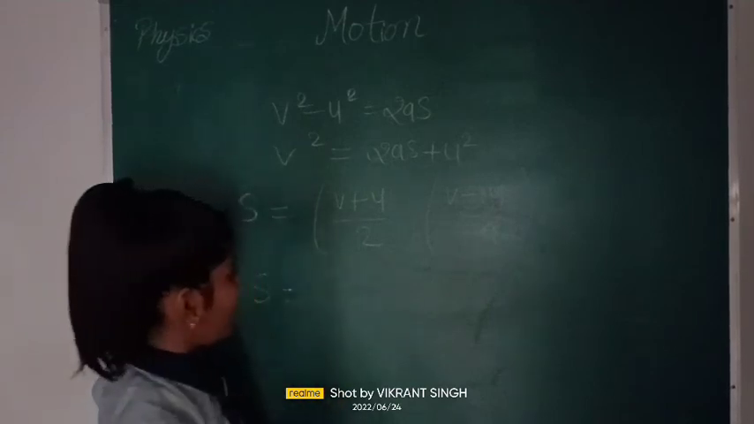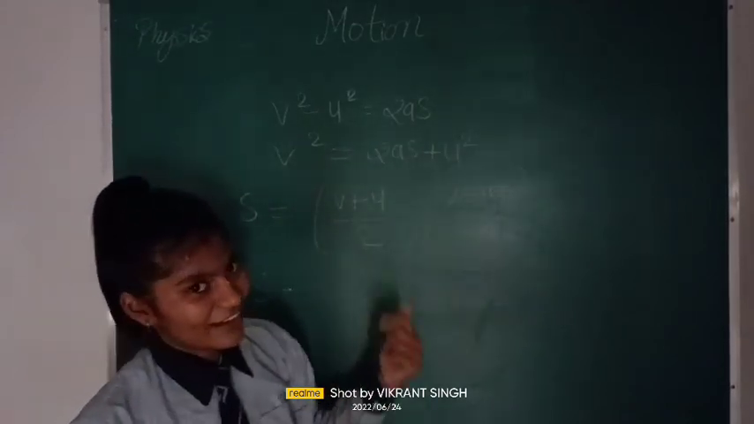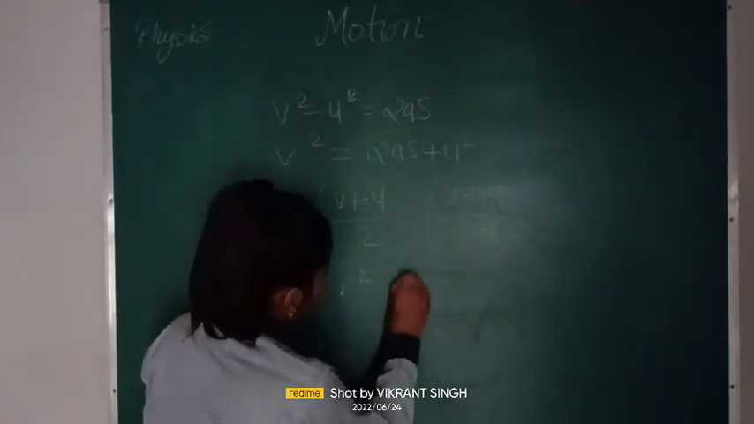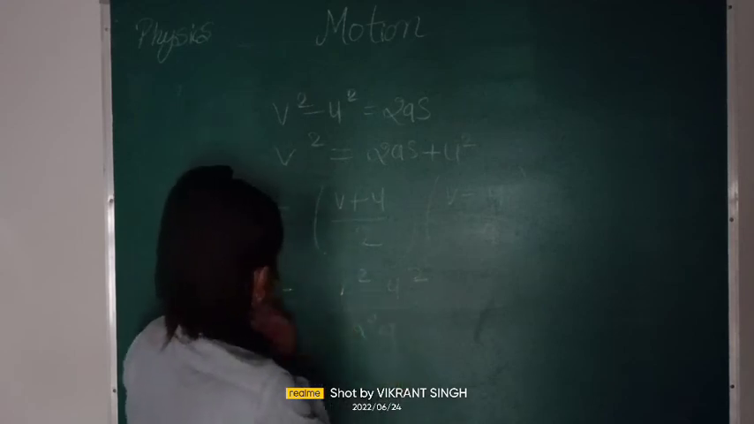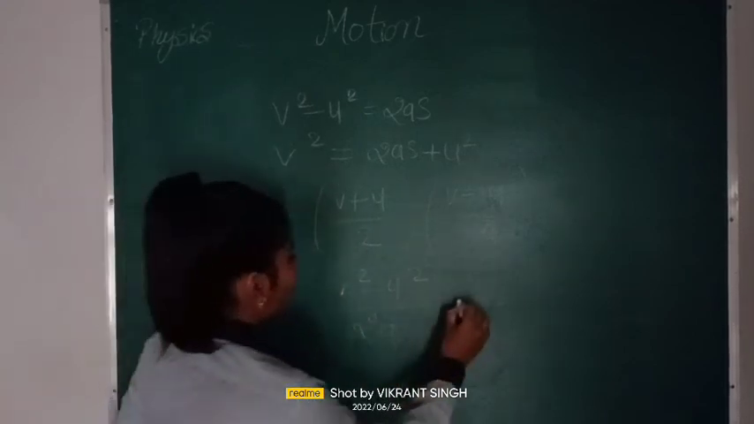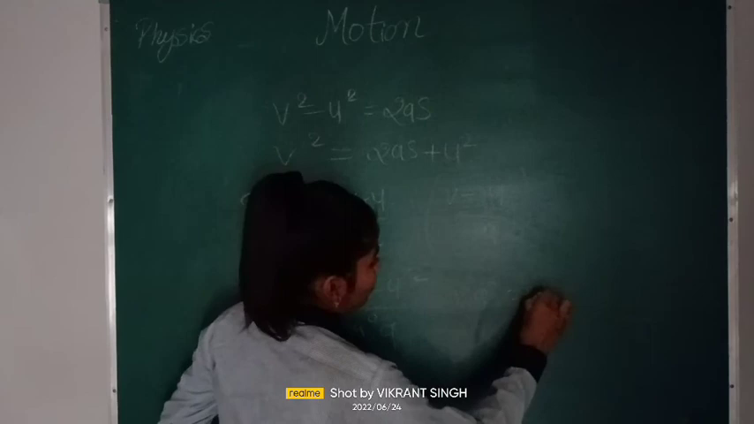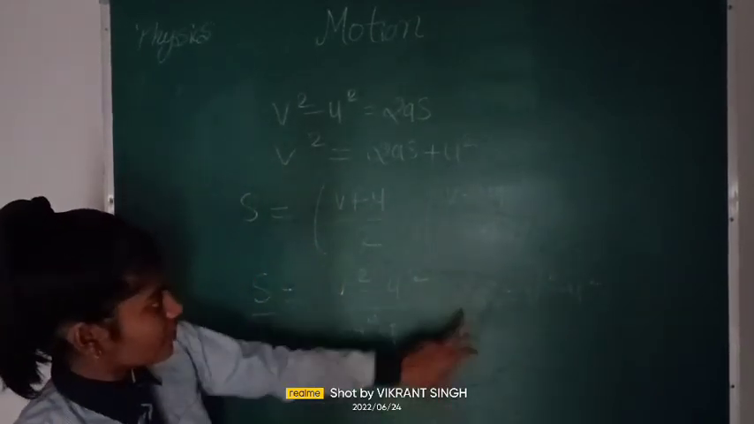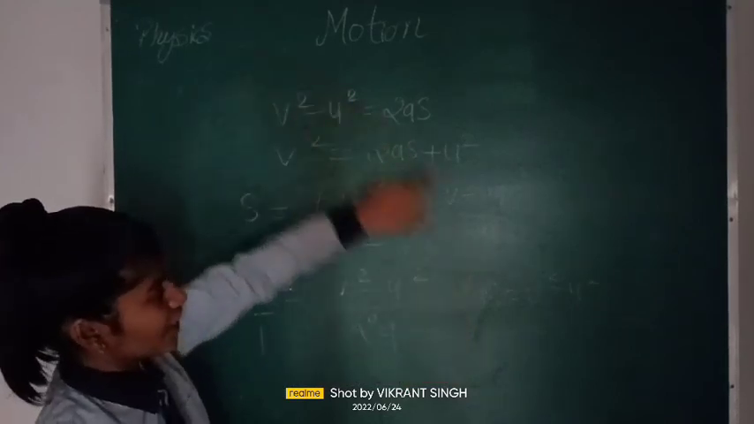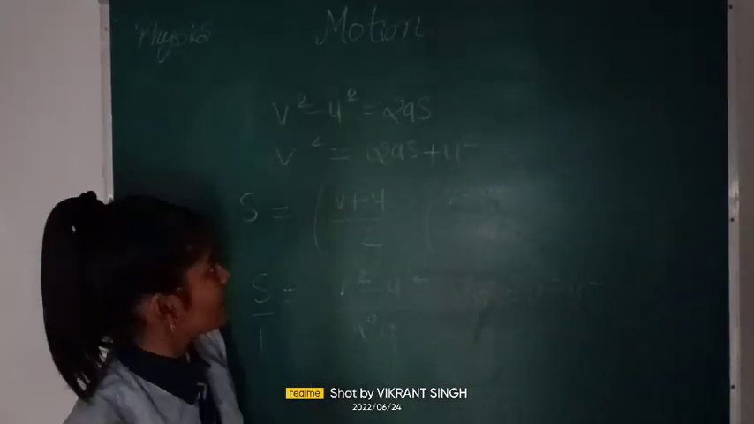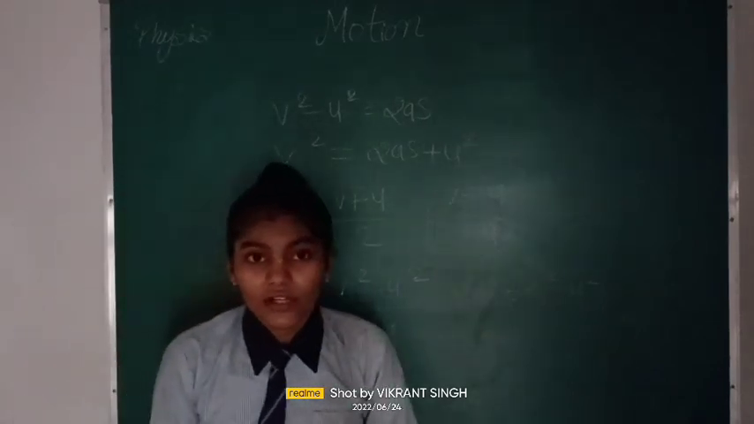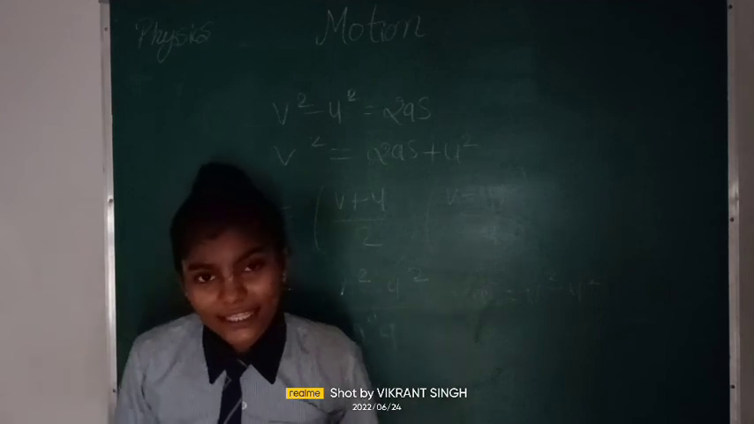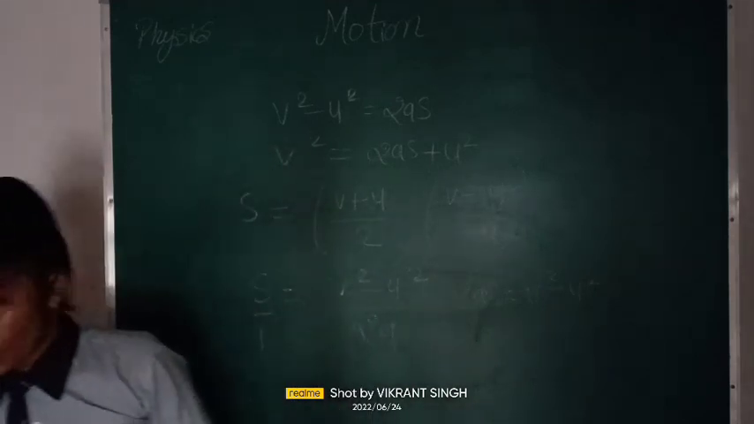S will be equal to, now this reminds me of the identity a plus b, a minus b, so we will get v square minus u square upon 2a. Now cross multiplying this, you will get 2as equals v square minus u square, which is our third equation of motion. That is v square minus u square equals 2as. This is our third equation of motion. We have found all these three equations of motion.